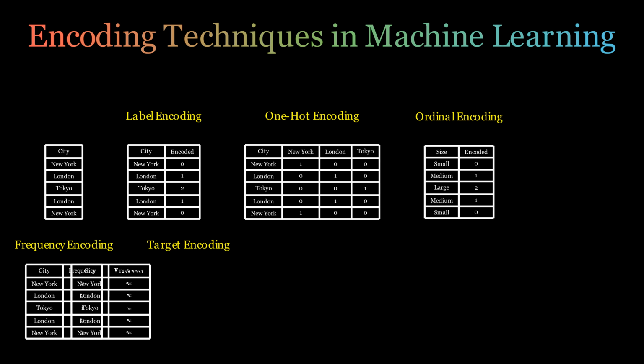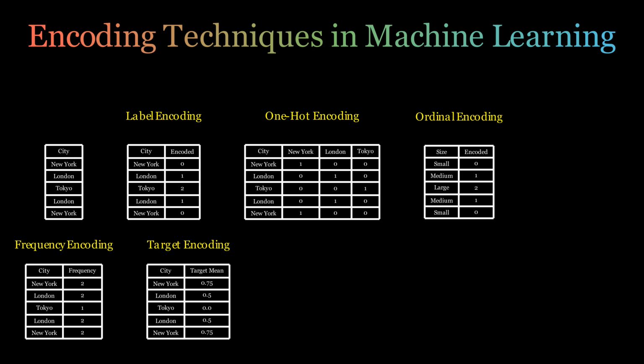Target encoding uses the mean of the target variable for each category, linking it to the outcome. Use target encoding when you want to capture the relationship between the categorical variable and the target variable, especially in classification tasks.